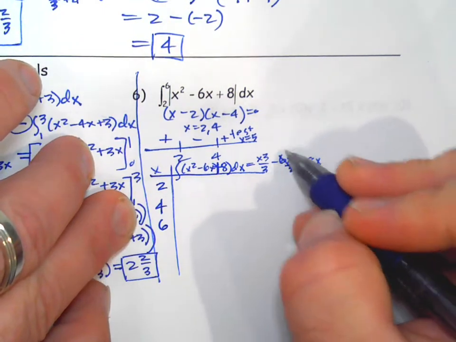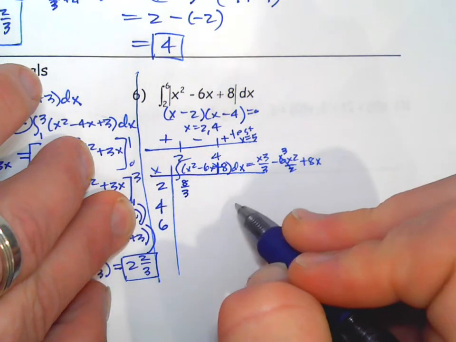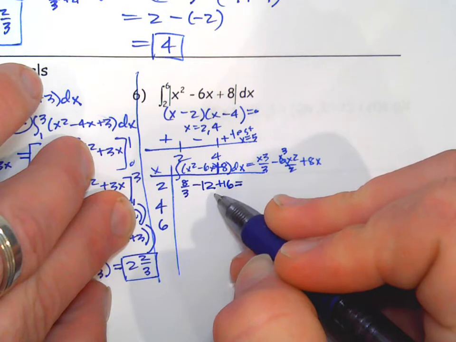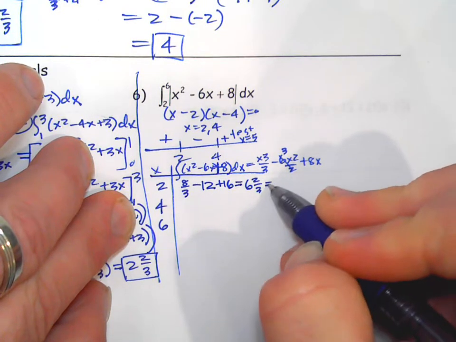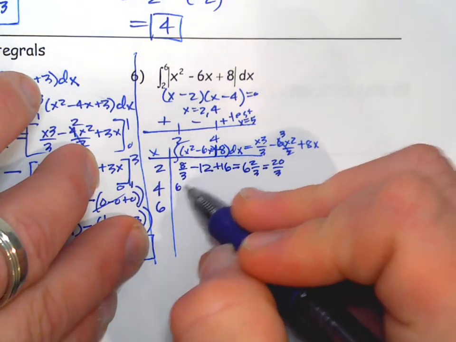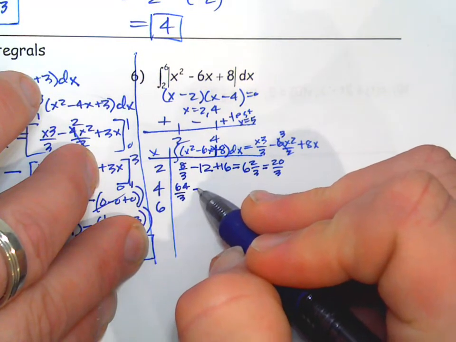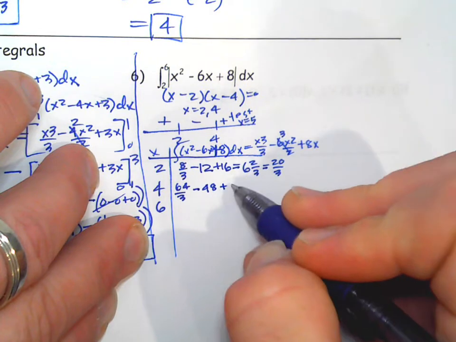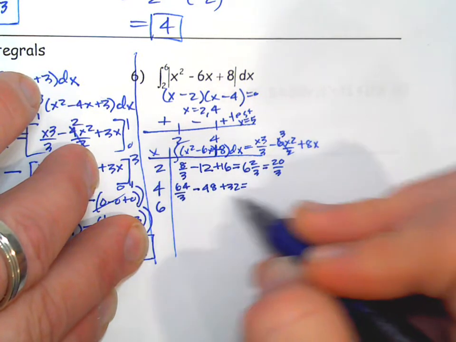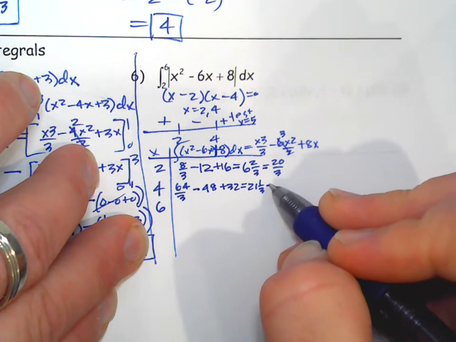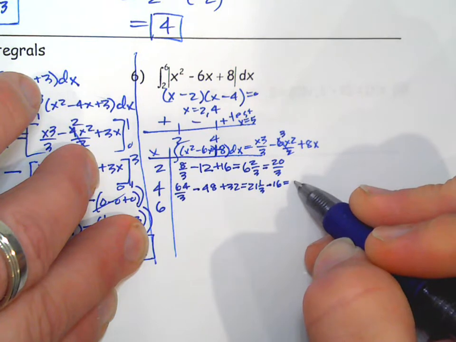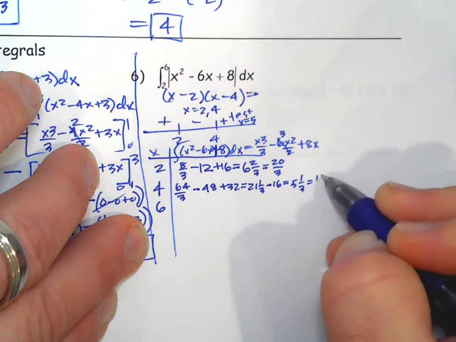So if we put 2 in here, we're going to get 8/3 minus 12 plus 16. So that's going to be 4 and 2/3, or 14/3. And you plug 4 in, and you're going to get 64/3 minus 16 times 3, which is 48, plus 32. So that's going to be 21 and 1/3 minus 16, so that's going to be 5 and 1/3, or 16/3.